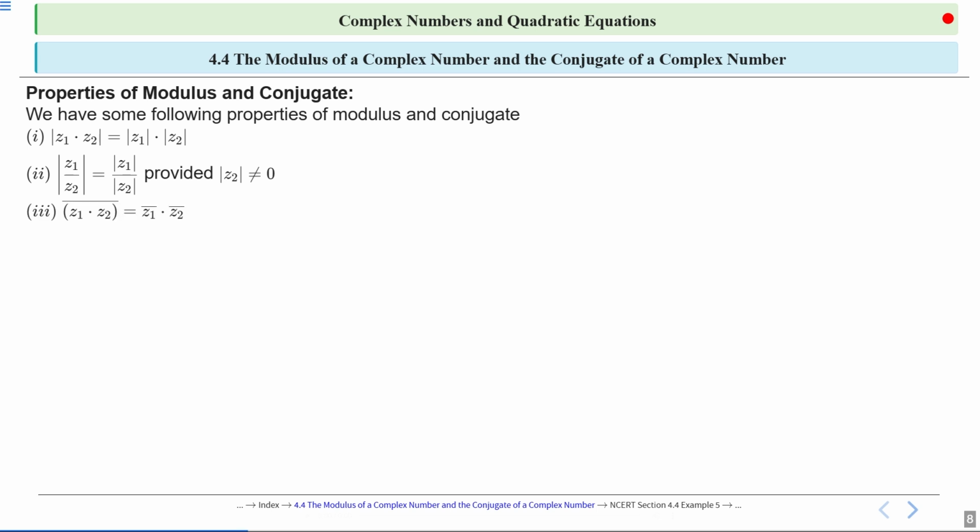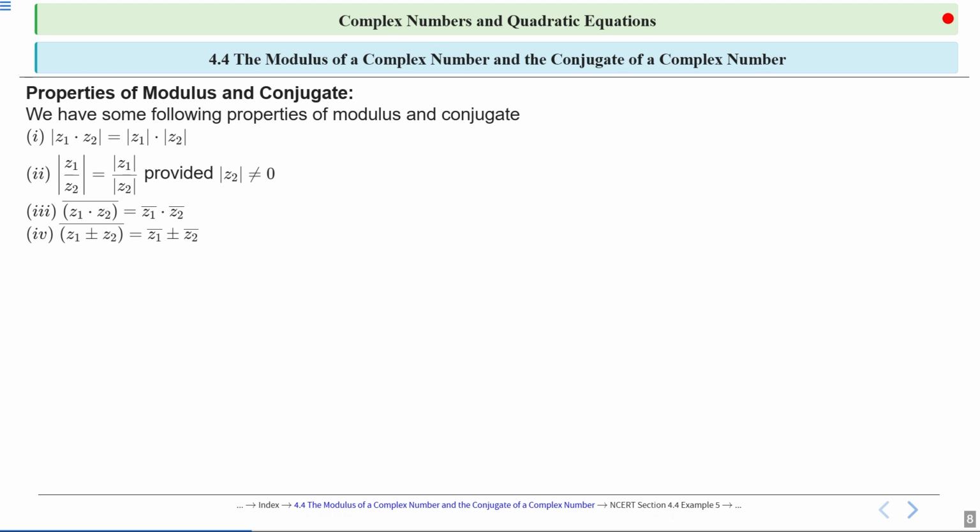The third property is how conjugation works with multiplication. So the property is conjugate of z1 times z2 equals conjugate of z1 times conjugate of z2. This means that if we multiply two complex numbers and then take the conjugate, it's the same as taking the conjugate of each number first and then multiplying them together.